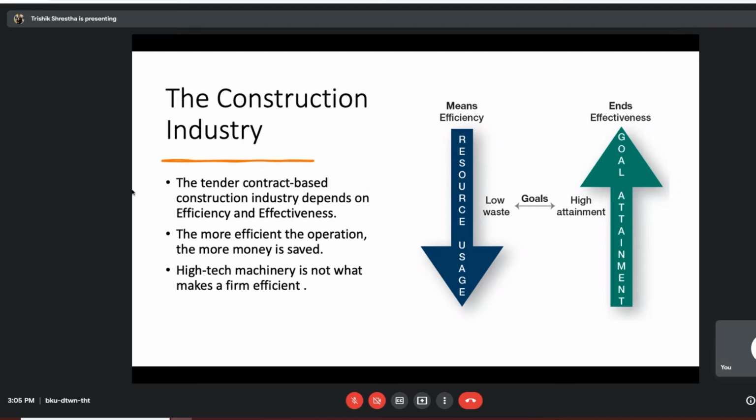The thing that you need to understand regarding the construction industry, or more specifically the tender contract based construction industry, is that it revolves around the principle of efficiency and effectiveness. All of my students that I have taught management to, this particular slide is going to be very relevant because this is the slide that we started our management discussion with. For everyone else, this is what I would like to compare the tender contract based construction industry on, two terms, one principle of efficiency and effectiveness. So basically what happens is you have a bidding war with other companies, right?